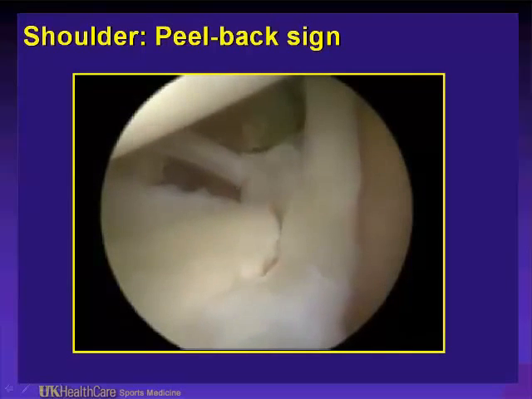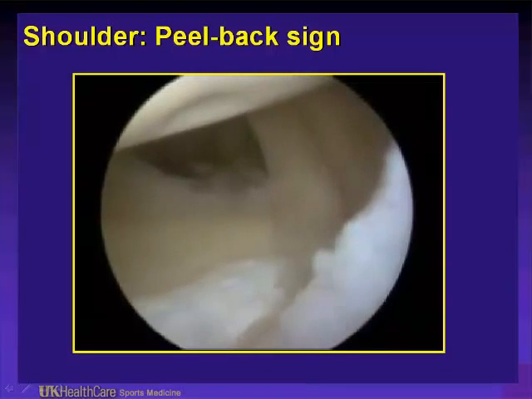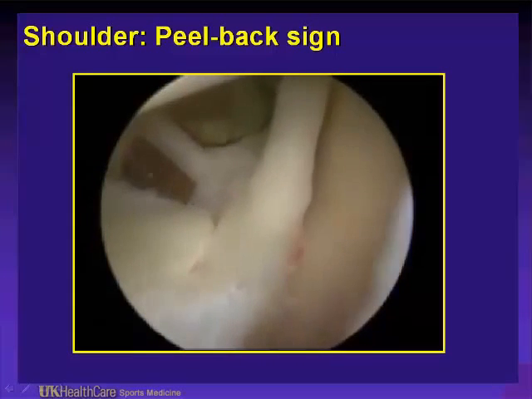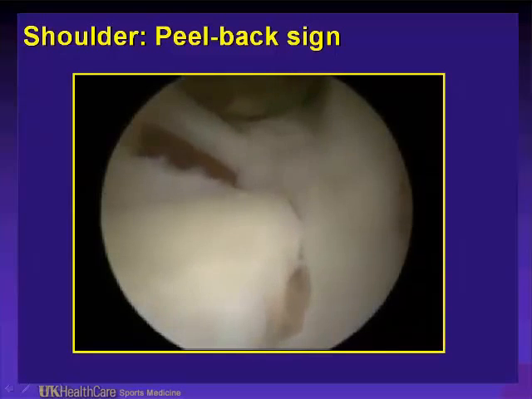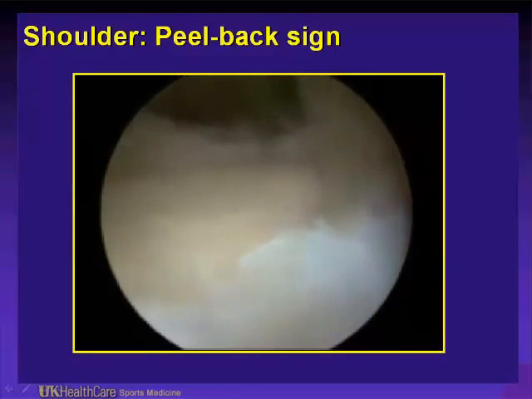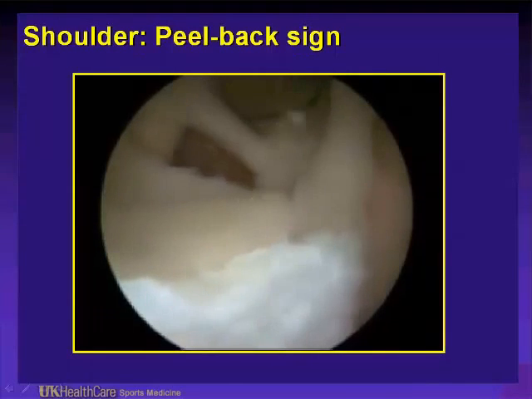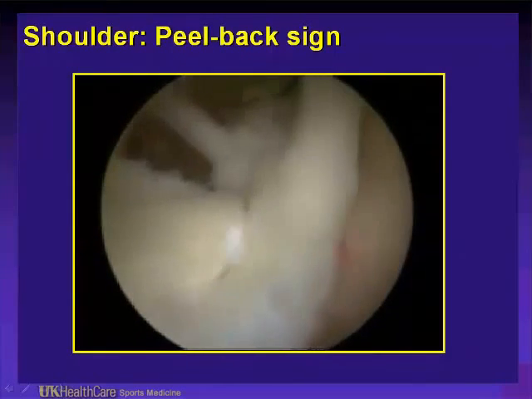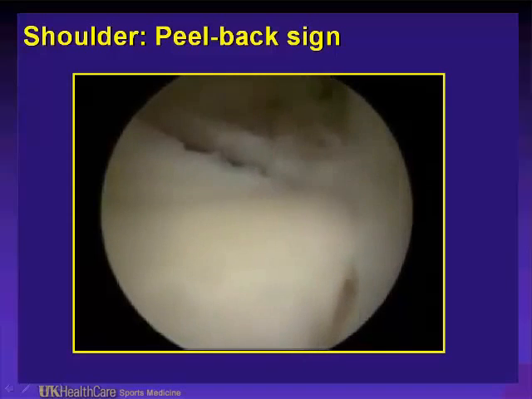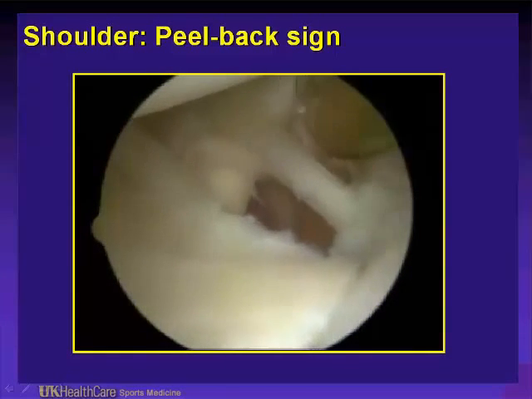This is the peel back sign. This is an arthroscopy of a right shoulder in the lateral decubitus position. The humeral head is on the top. The white structure in the front is the biceps tendon. There's a subscap down below. And this person has a Buford complex, a normal variant attachment in the front, but you can see the labrum in the back peels back, and there's a space between the glenoid and the labrum.